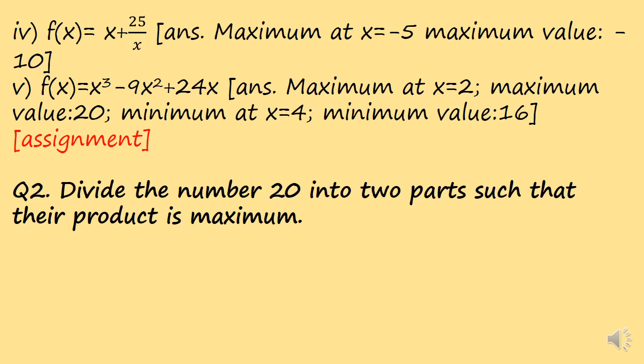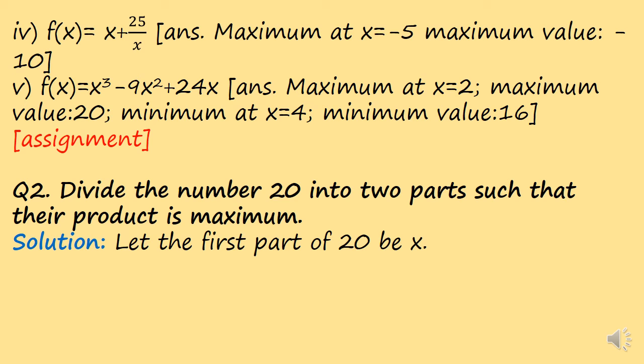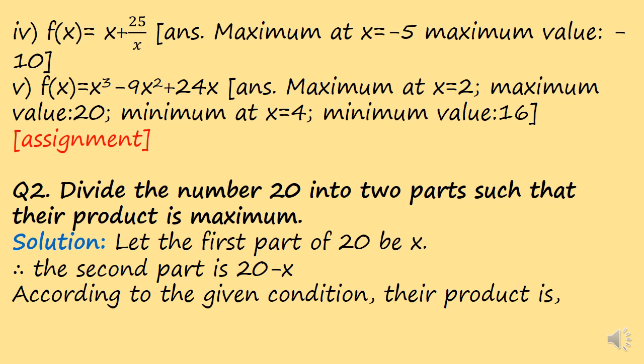So, we come back to this question. We have to divide the number 20 into 2 parts so that the product is maximum. When we multiply them, we get the maximum value. So, let the first part of 20 be x. So, the second part will be 20 minus x, isn't it? Now, according to the given condition, the product is x into 20 minus x. So, we say let f(x) is equal to x into 20 minus x. We simplify by writing 20x minus x square by opening the bracket.